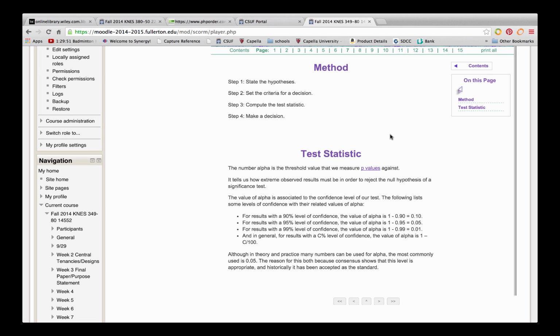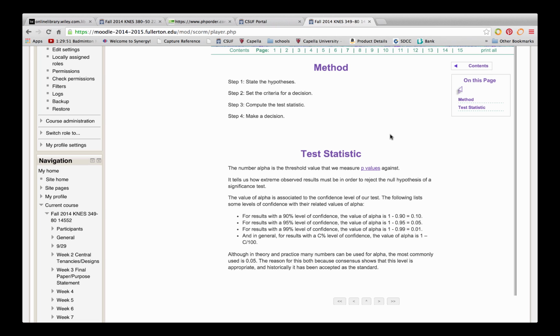And for the test statistic, the p-value, we've discussed this before. Note that 0.05 is the standard. It is a level of confidence. For a 90% level of confidence, p would be less than 10%. For a 95% level of confidence, we move down to 0.05, so p is less than 0.05.